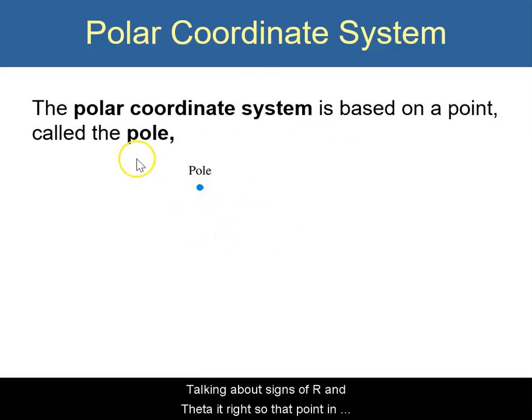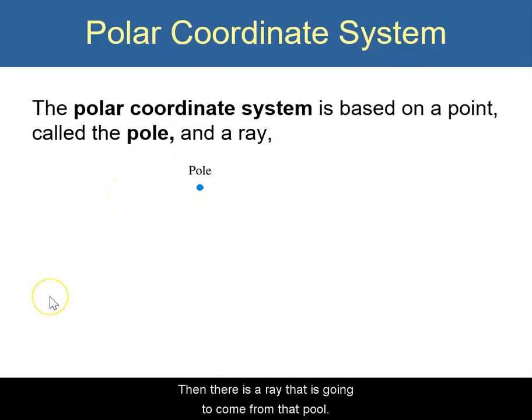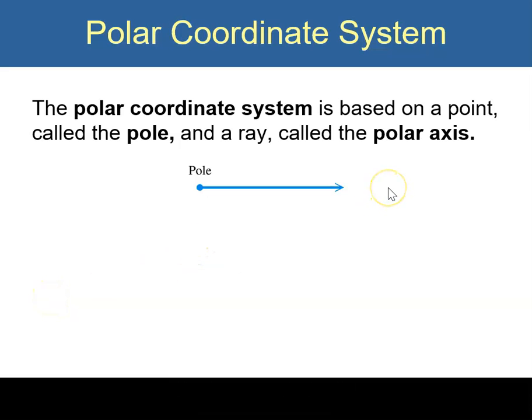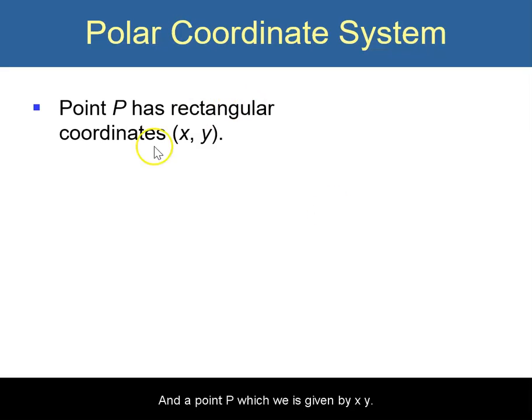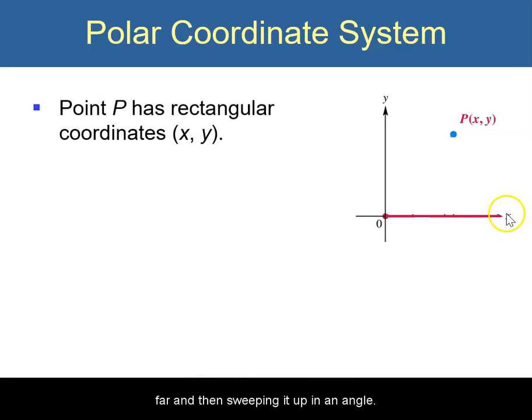So that point in the polar coordinate system we call a pole, right? Then there is a ray that is going to come from that pole, which is our polar axis, right? And a point P, which is given by x, y. Instead of talking about going over x and up y, we can talk about swinging out our polar axis some distance of r and then sweeping it up in an angle and creating an angle of theta.